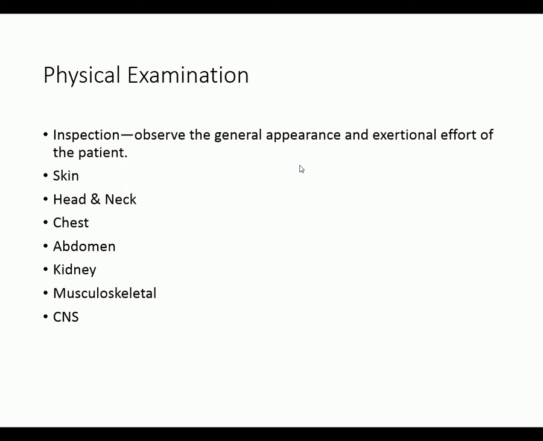Fever is a very serious sign that would warrant prompt attention, especially if it's a neutropenic patient. A fever is often the only observable indicator of an infection in a neutropenic patient. Okay, what are we going to look for?